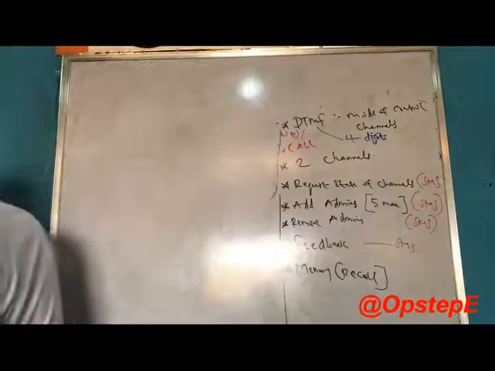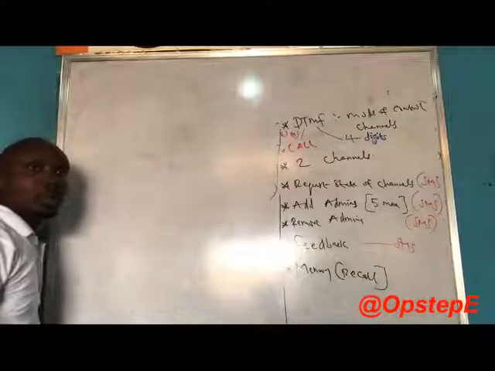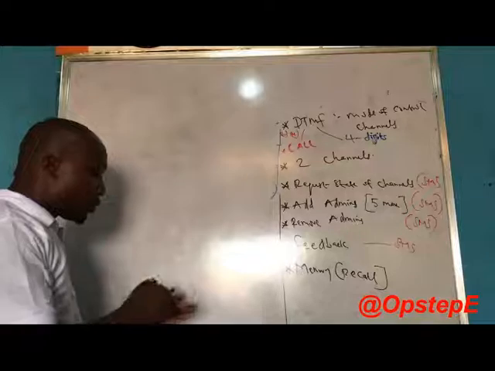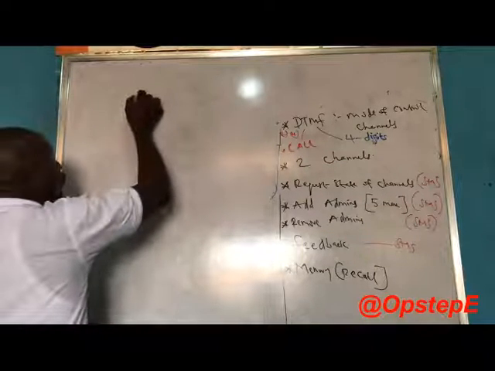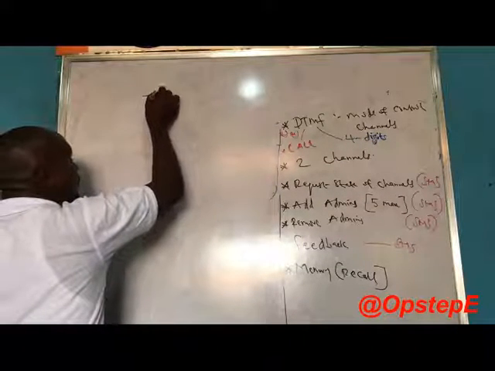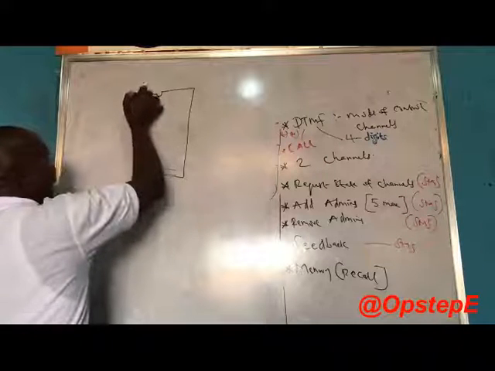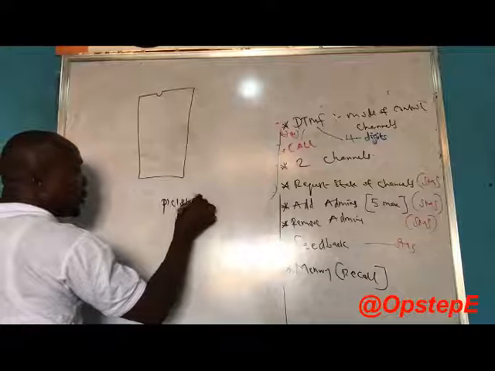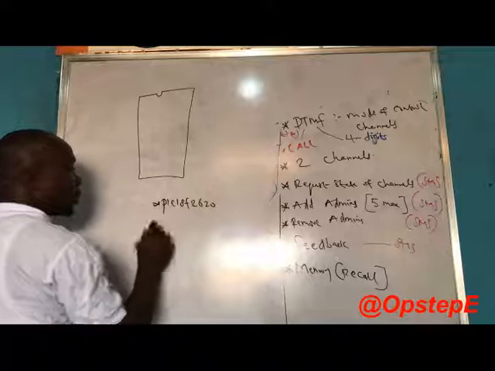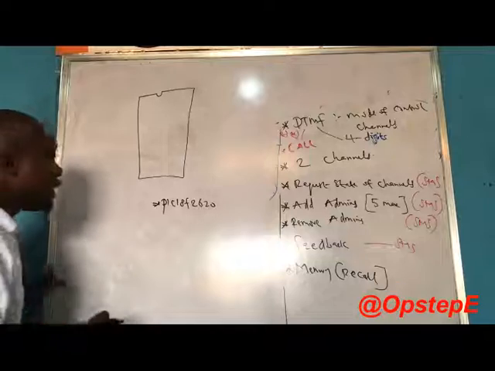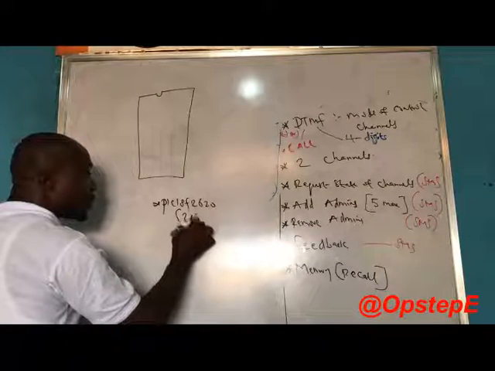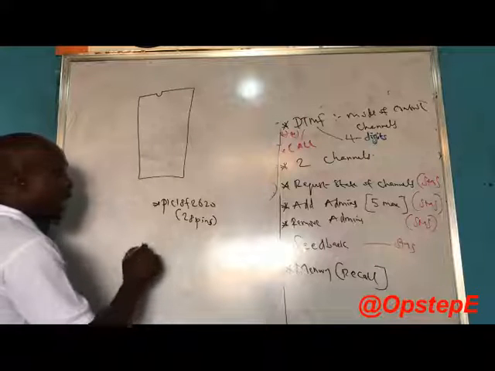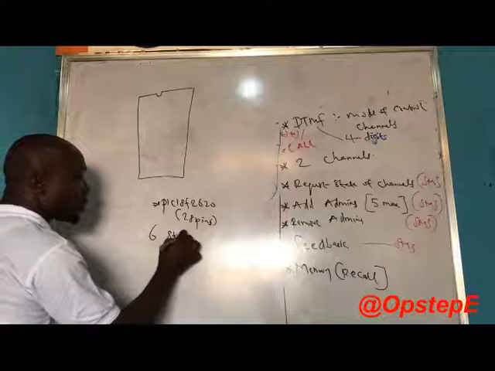What other blocks do we have there? Microcontroller. Okay. We'll take the microcontroller in bits. For the microcontroller that we're using, I stated before that it's your PIC18L2620. That is the name of the microcontroller we're using. This microcontroller has 28 pins. Among these 28 pins are 6 statutory pins.